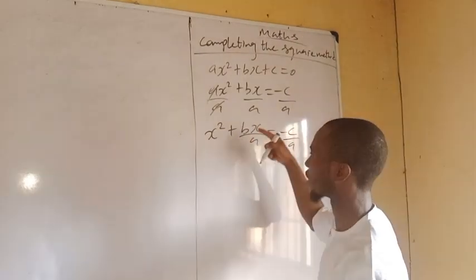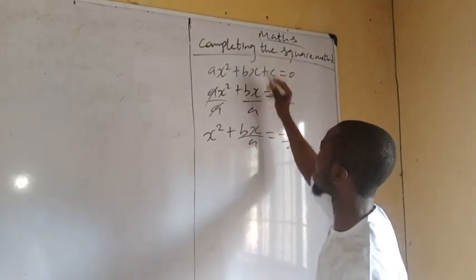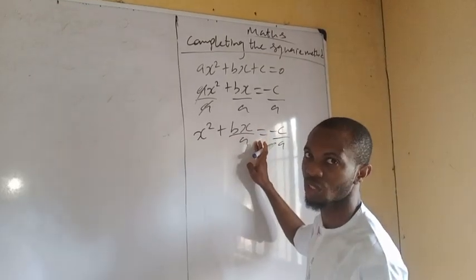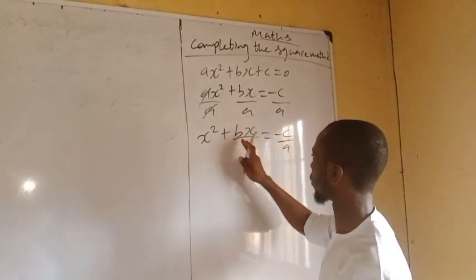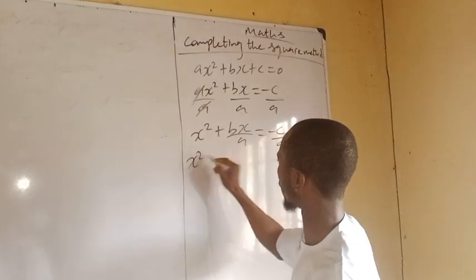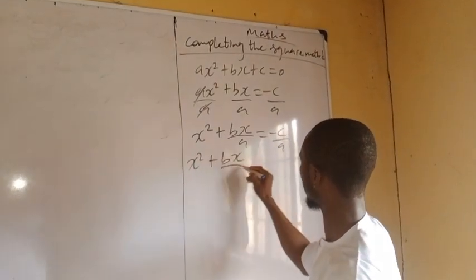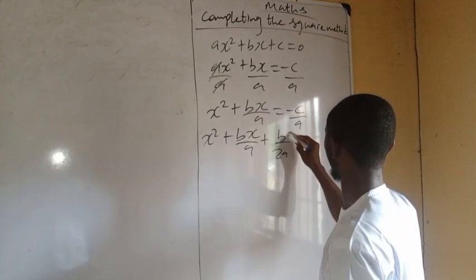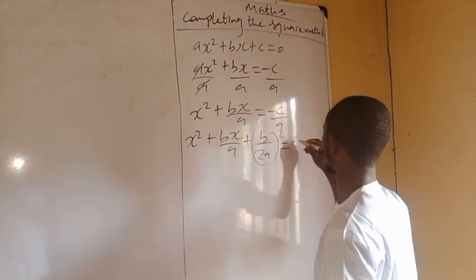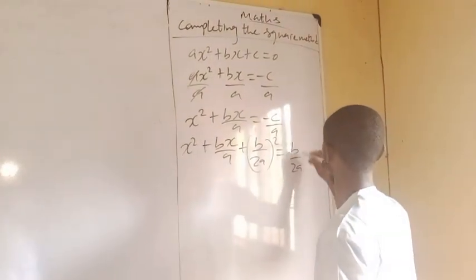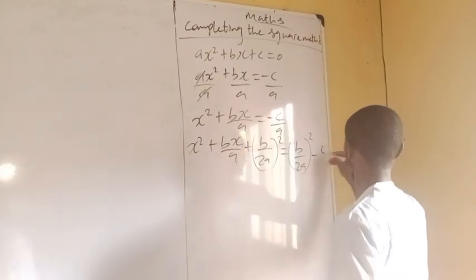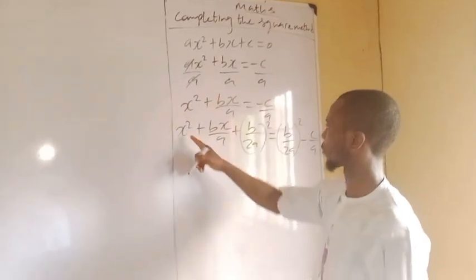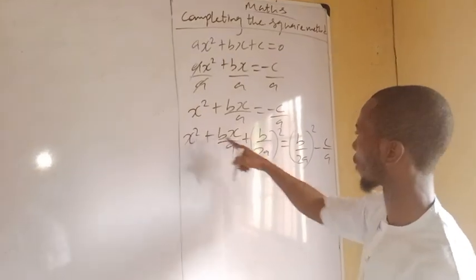This is what we actually do that makes this topic to be called completing the square. So we are trying to complete this equation here by taking the square of half of the coefficient of what? Of x. So we have x squared plus b over a x, so we add it to both sides, b over 2a all squared, is equal to minus c over a.